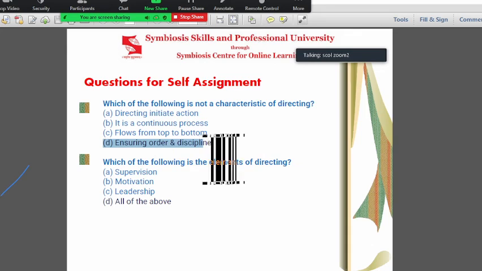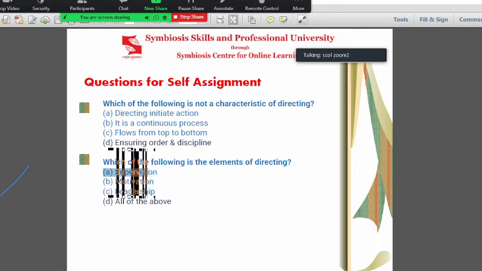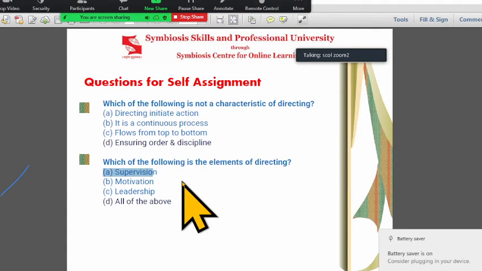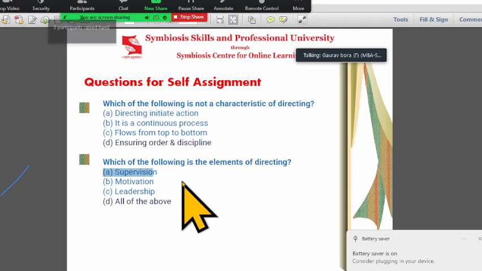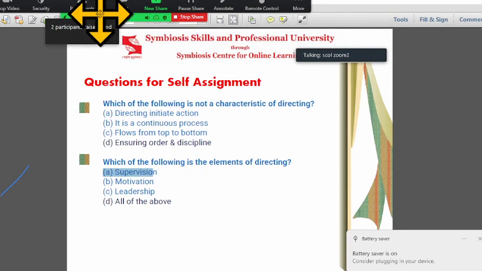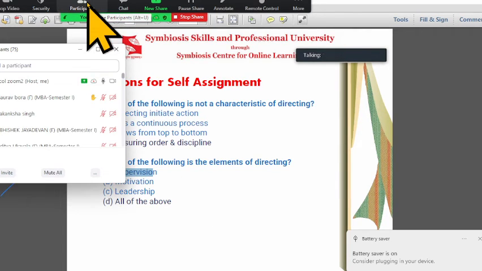And which of the following are the elements of directing? We have seen these 4 elements. One is missing here. I have given 3 elements. Can you tell me which one of them is missing? We have already seen four elements. Supervision, motivation, leadership. What was the 4th one? Communication. Good. So these are the 4 basic elements of directing, and all are equally important. It is not that the manager should be good in communication only. He or she should have leadership qualities, then motivational skills. He or she should know that.